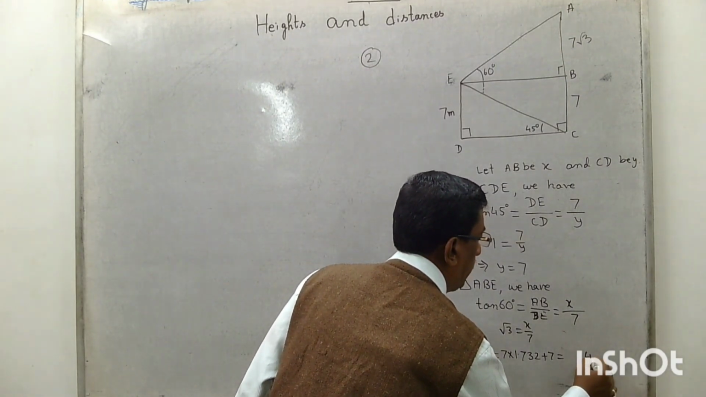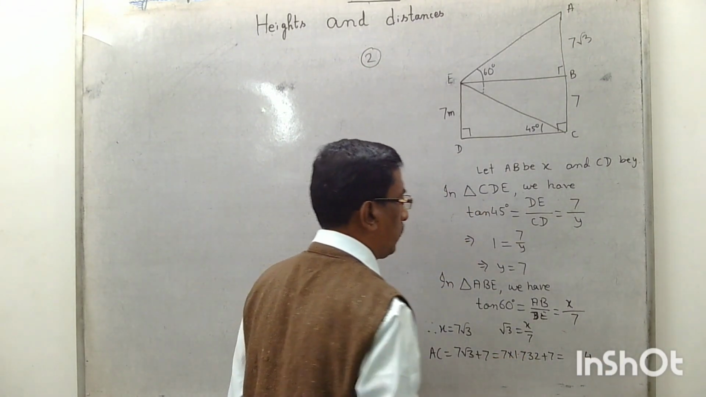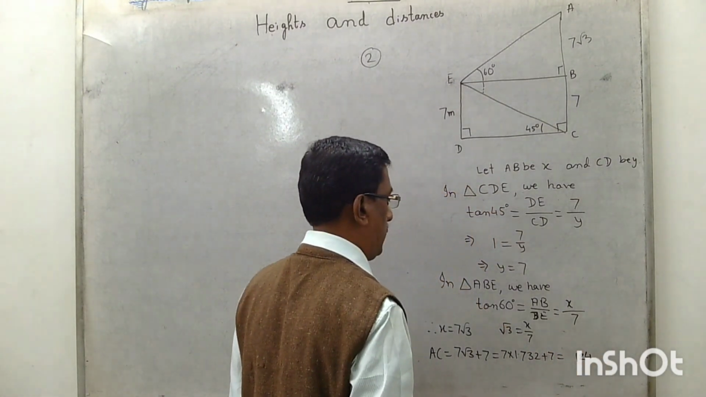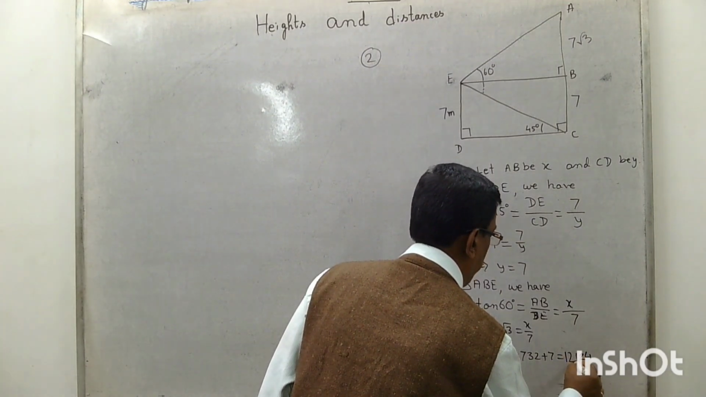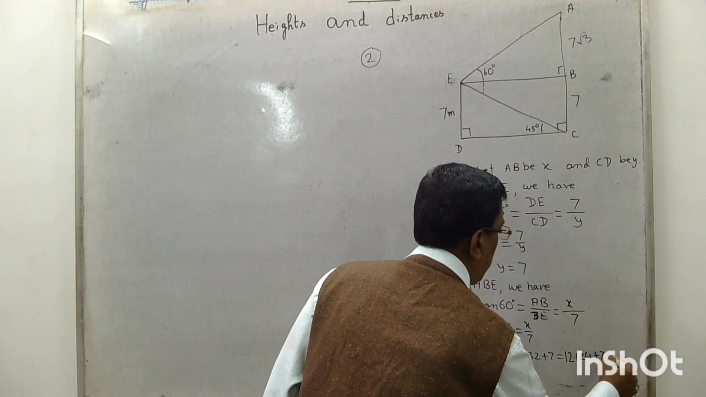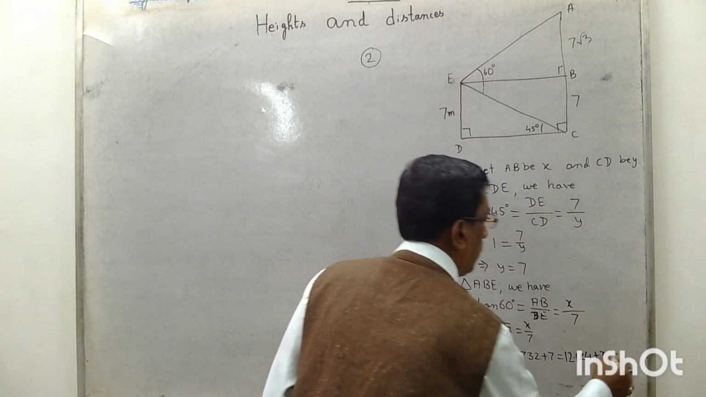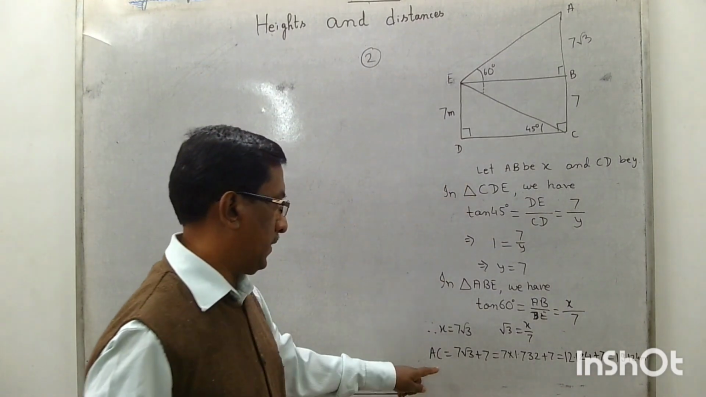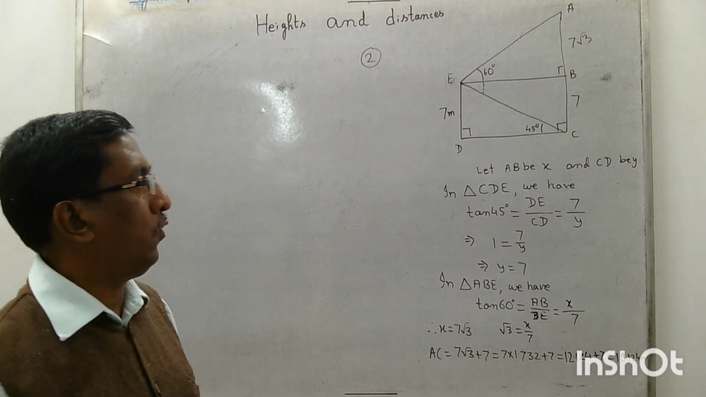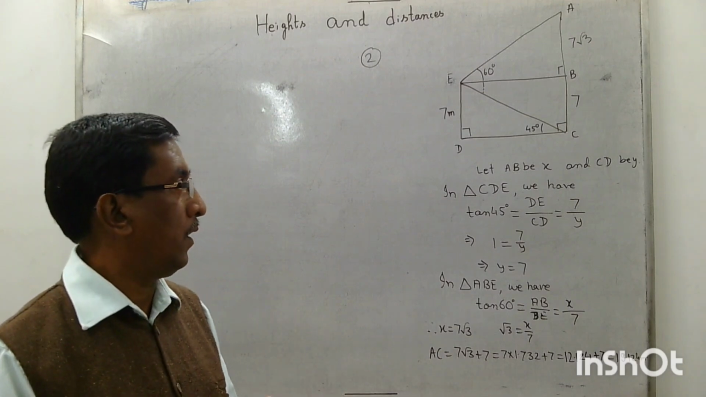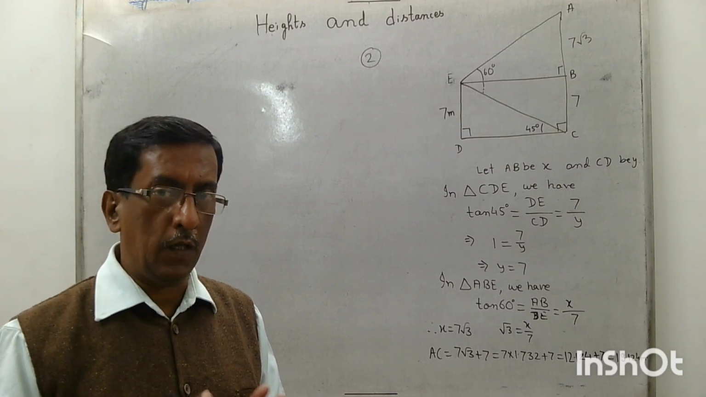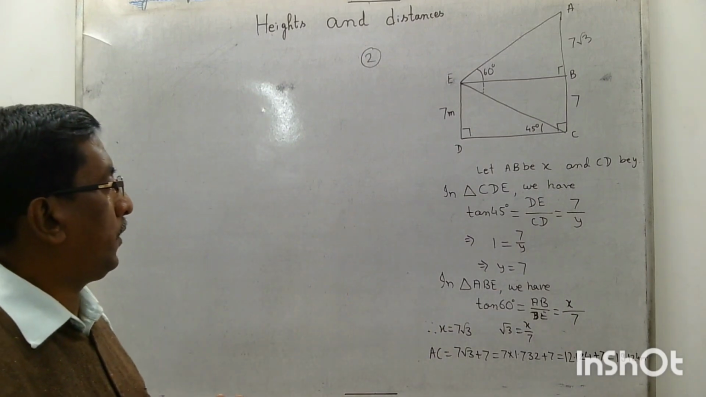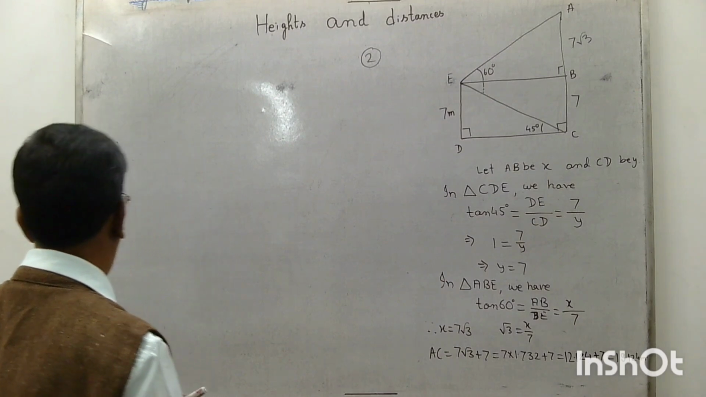7 2s are 14 carry 1, 7 3s are 21, 22 carry 2, 49 plus 2 is 51 carry 5, 7 1s are 7, 5, 12. 12.124, ultimately 19.124 meter. AC is 19.124 meter. Now this is the height of the cable tower. Clear? So I have done problem number 2. Now I will discuss problem number 3.